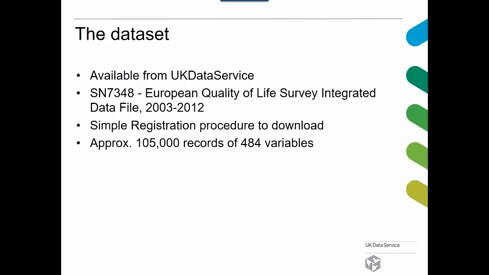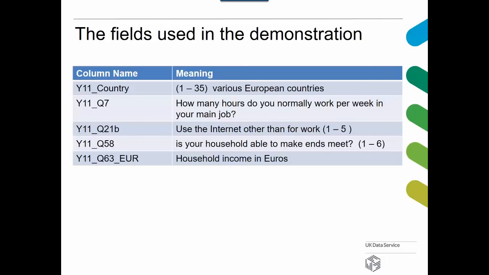Now, although there's 484 variables in there, we're actually only going to use 5. And one of the examples we're going to give is how we extract our 5 variables from the 484.